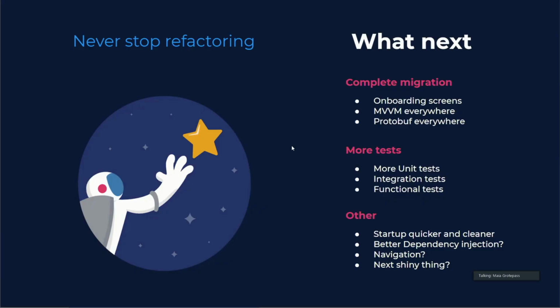Then we also want more unit tests, and we've just started building our integration tests and our functional tests. And then, of course, there are other areas that are now opening up that we can look at. We can look at our startup and see if we can make it quicker and cleaner. We can improve our dependency injection. We can change our navigation. We can implement the next shiny thing. But with a team structure and a process structure like this, we are able to do this.